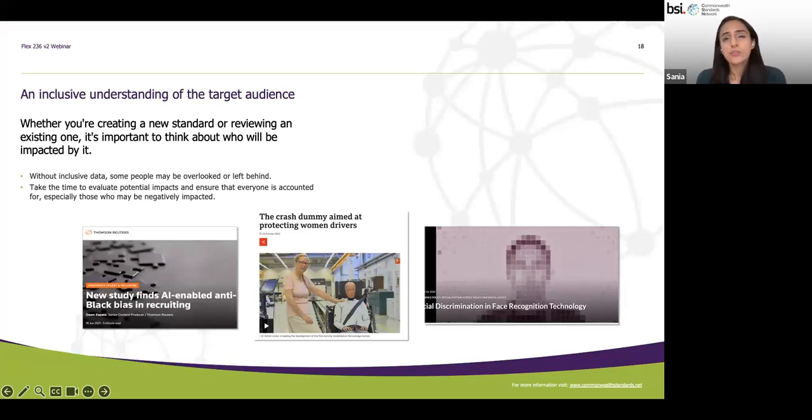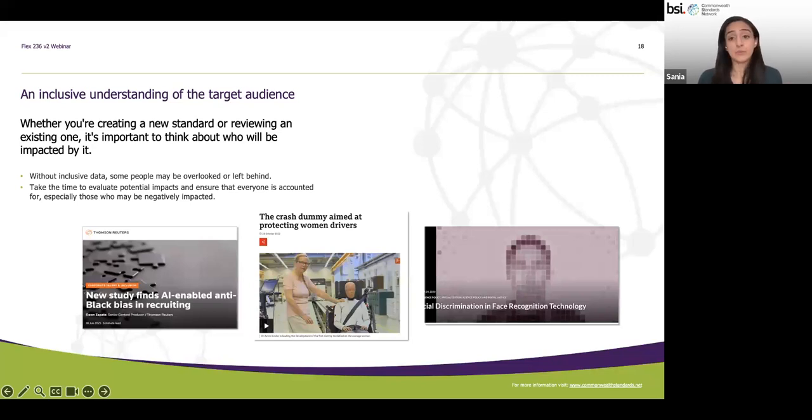So whether you're creating a new standard or you're reviewing an existing one, it's important to understand who could be impacted. Of course, you want to think about who might be positively impacted, perhaps some that might be positively impacted in maybe a disproportionate way. But what's critical is that we avoid harm. So without inclusive data, some people may be overlooked or left behind. And it's important that we evaluate the potential impact of this and that we account for, as far as we can, every community that could be negatively impacted. Now, that is, of course, a big task, which is why it's important to have different viewpoints, but it is critical that we take as broad an outlook as possible.